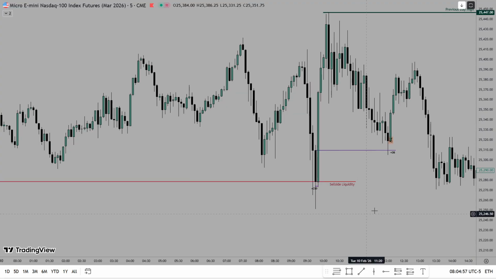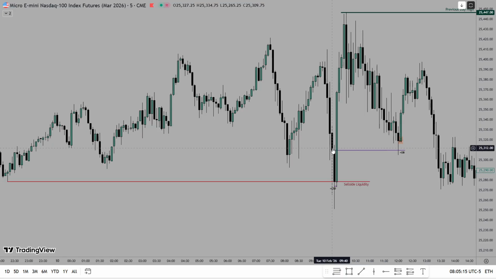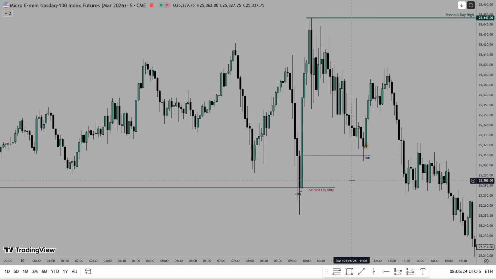5 minutes. You can see 9:30. This is the 9:30 open. It took this minor buy side, started moving lower towards the sell side, took the sell side, and after taking this sell side it formed this 5 minute order block, but I did not trade from this order block.